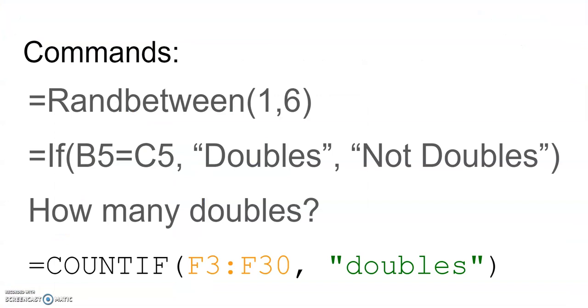Here's how we do it. Sort of like this. RANDBETWEEN was our first command. The next one is IF. If B5 equals C5, or if two squares are equal, then it's doubles. If they're not equal, then it's not doubles. Okay.